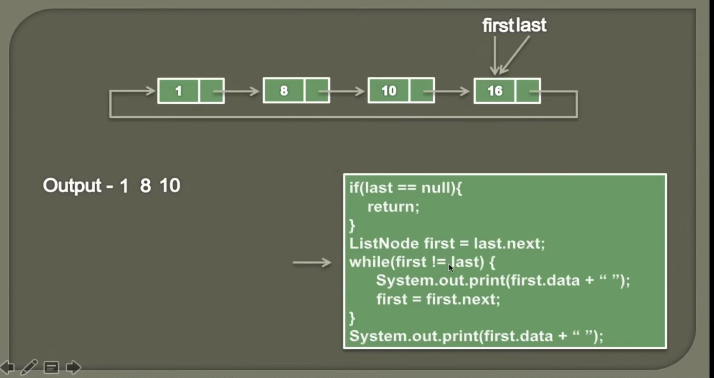so friends, now here you see first and last both are pointing to this fourth node. Therefore, first is equal to last. So the condition in the while loop comes out to be false. So therefore, the while loop breaks out.